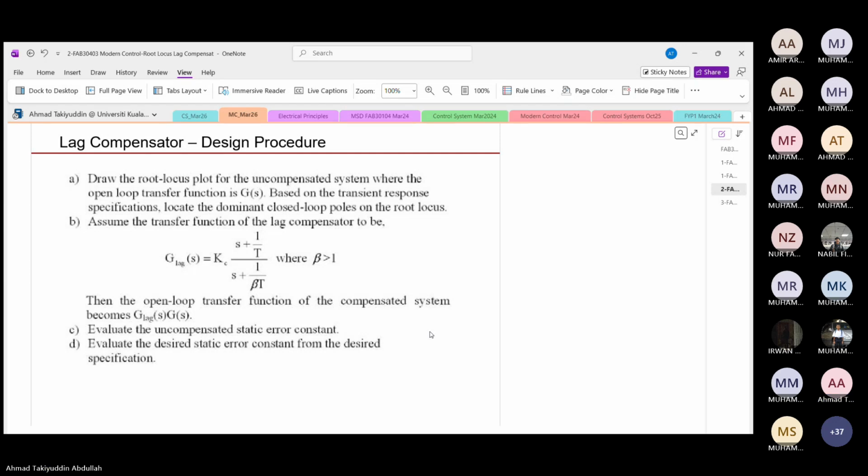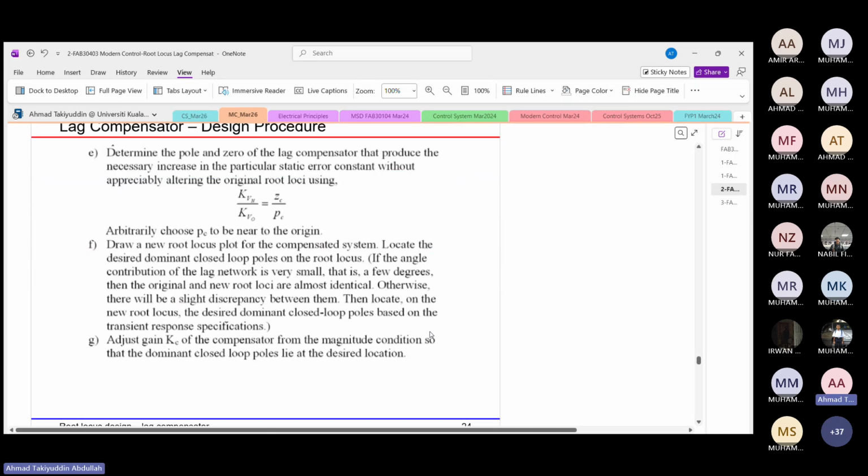Okay. Do you have any question? Anything? Sir, how do we identify whether the system is type 1 or type 0 then?